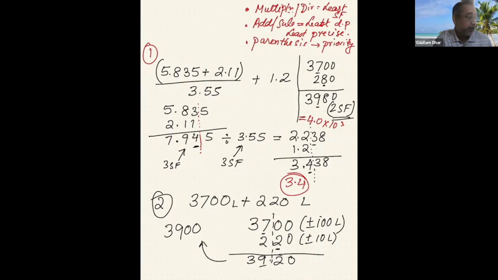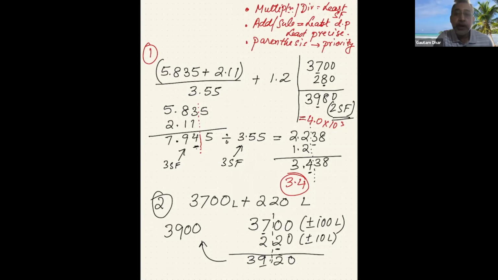But I put an underline. The underline basically tells you the size of the number, but I'm not rounding it. I'm dividing it then by 3.55, and I'm getting 2.238. So that is 3 significant figures. See, I have underlined under 3, but I'm not rounding.